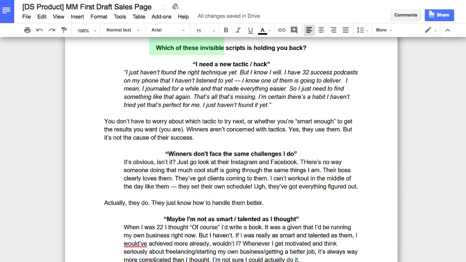Which of these invisible scripts are holding you back? By this point, if we've done our job, they're starting to realize, hey, this is a problem. And wow, it's actually more of a problem than I realized. The way you wrote it, you truly understand me. And you're telling me there could be a light at the end of the tunnel? Okay, I'm interested, but... Notice that but? That's where people start to have objections. And this is where we want to address those objections.